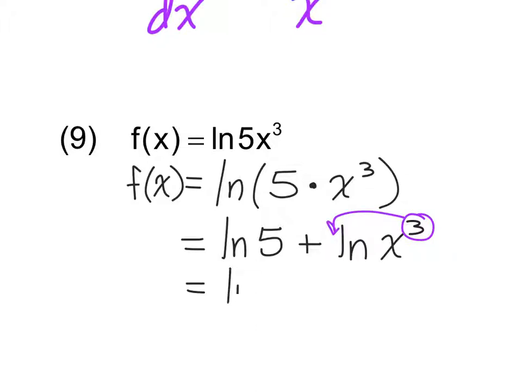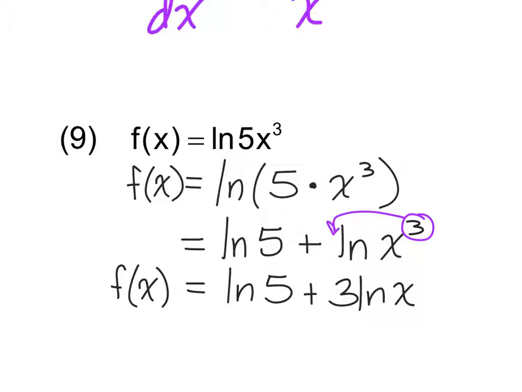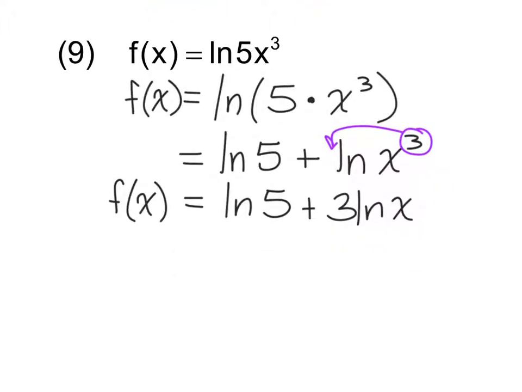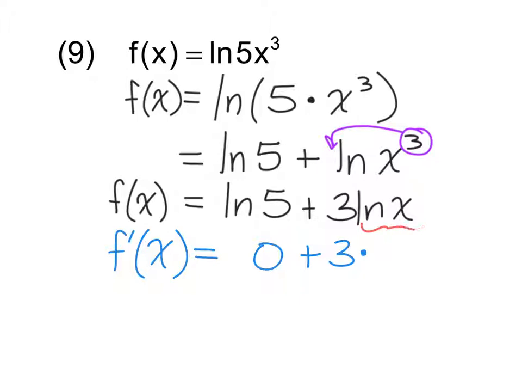Wait, so that ln 5 is close to that? There's no x. Exactly. So when I go to take the derivative here, the ln of 5 is going to 0 because that's constant. There's no x in there. And then the other part is just like the previous question, where we have a constant multiple multiplied by the derivative of our parent function here. And so our derivative would be 3 over x.